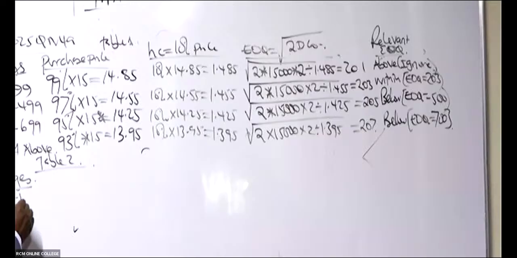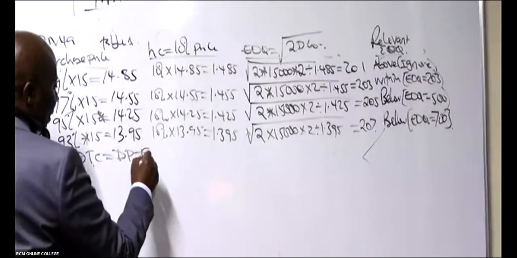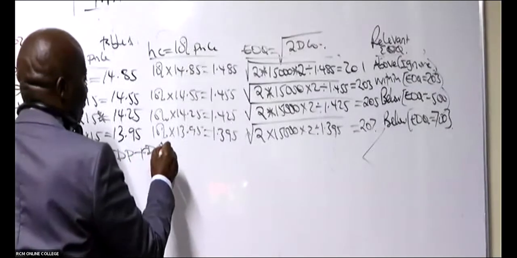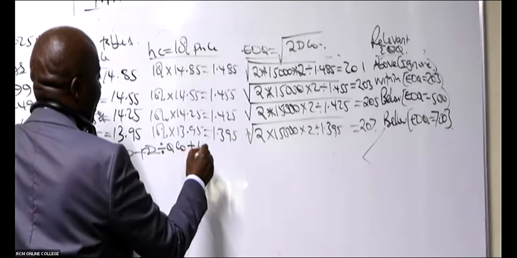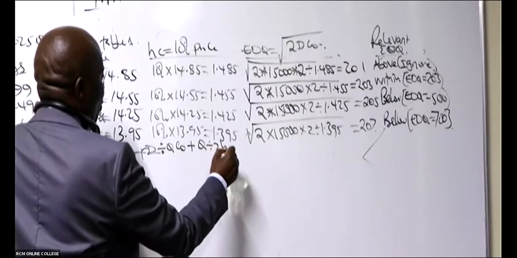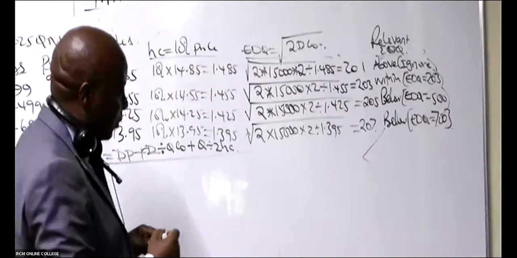Ranges 0 to 199, 200 to 499, 500 to 699, 700 and above. So remember, this table 2 is purely for costing. It's purely for getting total cost. And our total cost is DP plus D over Q times CO, plus Q divided by 2 times H. I'm just writing like that for the purpose of saving space.